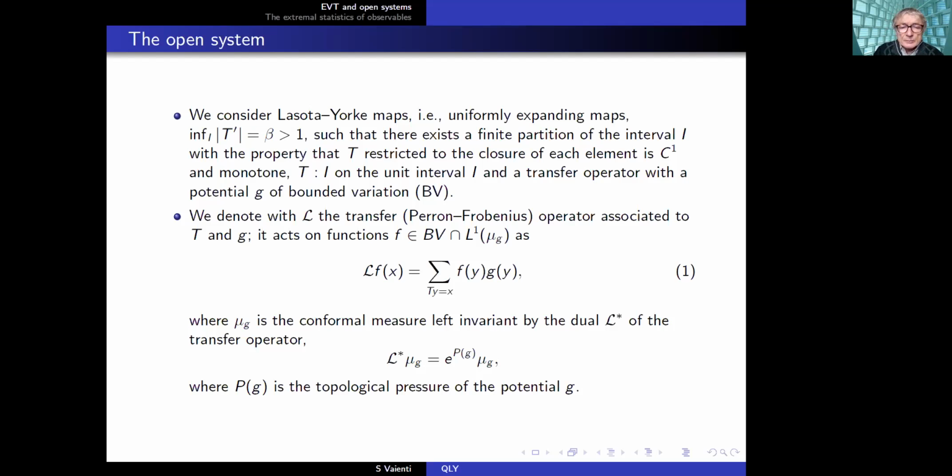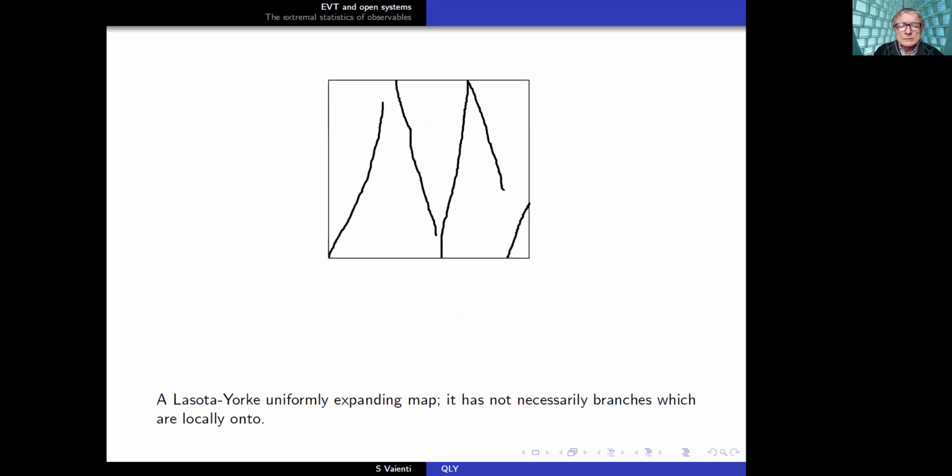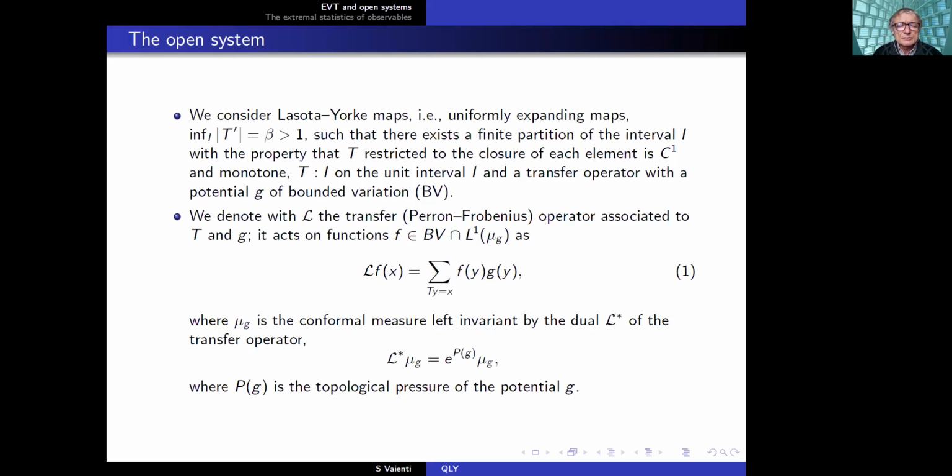And there is a picture here. This is the map. On each branch it is not necessarily onto, but what is important in order to give a rigorous result, at least in this framework, is that the derivative must be larger than 1 everywhere, plus other conditions which are usually satisfied for this kind of map.